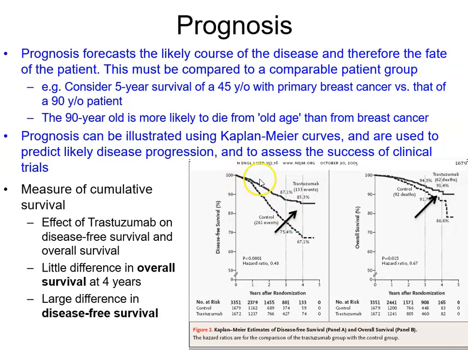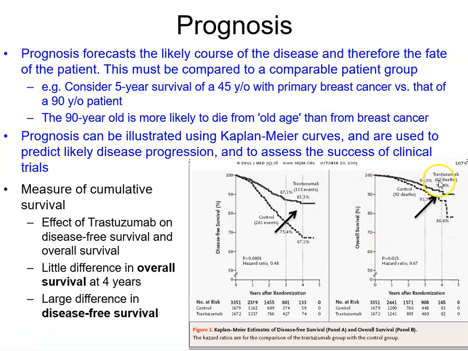And what we can see is this goes down to 83% by 4 years, whereas the control arm is at 67%. So there's a much greater difference here than there is here. Only a few percent difference in overall survival, but quite a large difference in disease-free survival. And this drug is particularly useful at preventing rapid recurrence of disease.